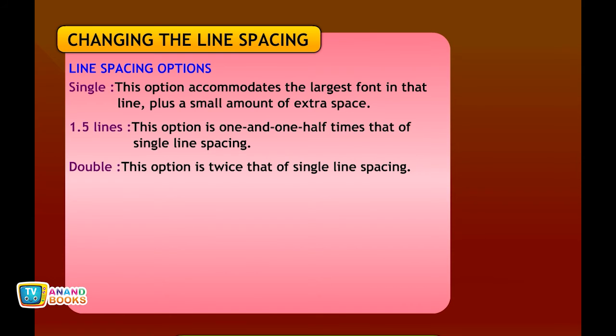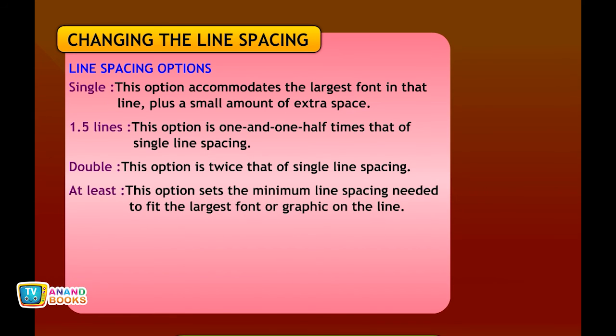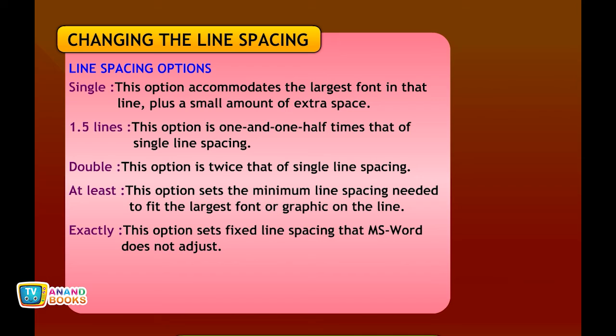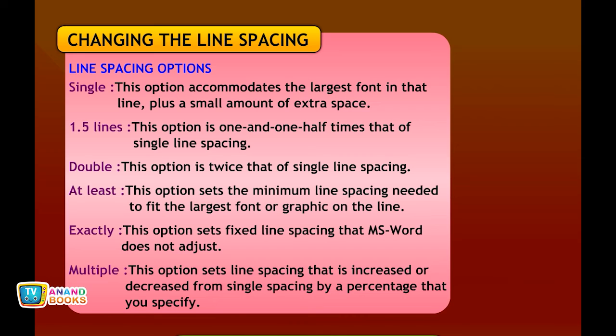Double. This option is twice that of single line spacing. At least. This option sets the minimum line spacing needed to fit the largest font or graphic on the line. Exactly. This option sets fixed line spacing that MS Word does not adjust. Multiple. This option sets line spacing that is increased or decreased from single spacing by a percentage that you specify.